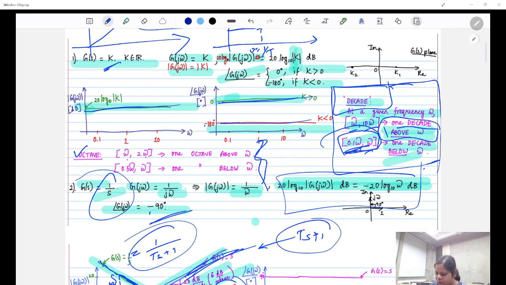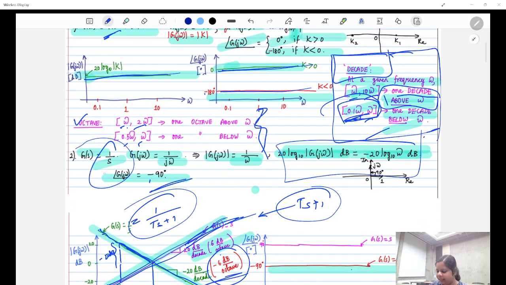Similarly, we have the concept of octave. In that case, the difference is that it's in between omega and 2 omega, 0.5 omega and omega, or 2 omega and 4 omega, 4 omega and 8 omega, so in multiples of 2, right? For decade it has to be a multiple of 10.